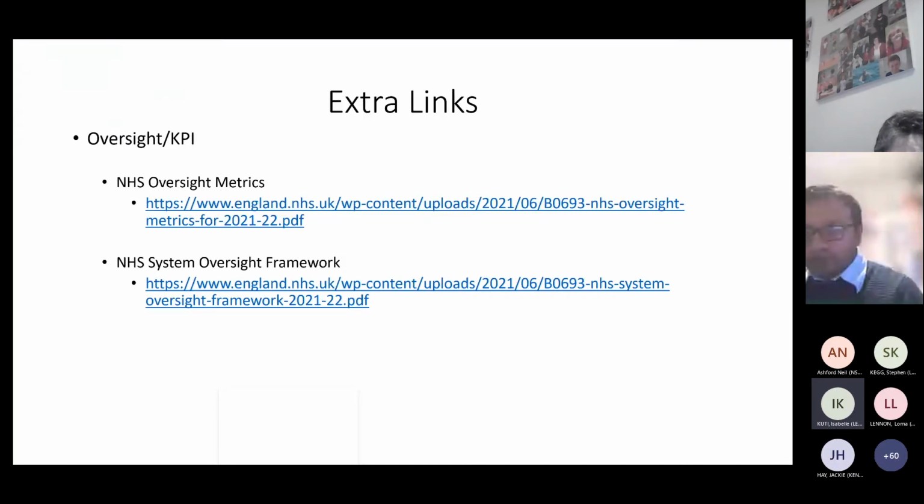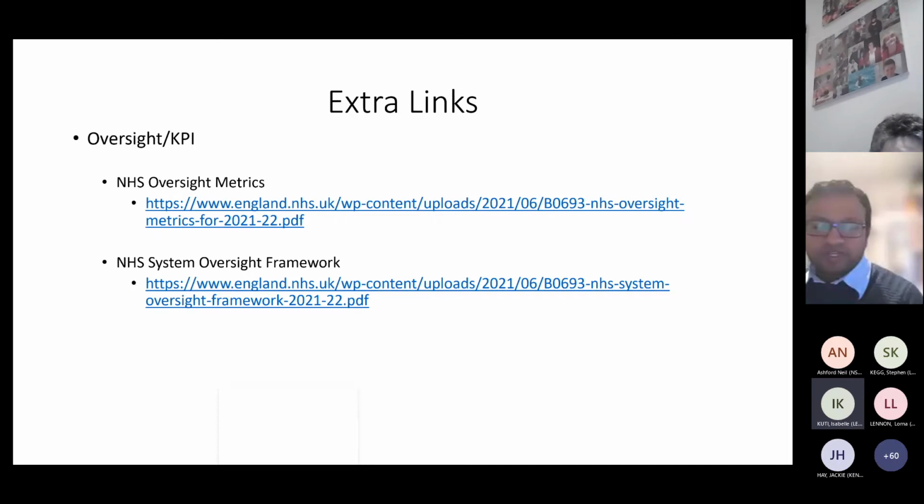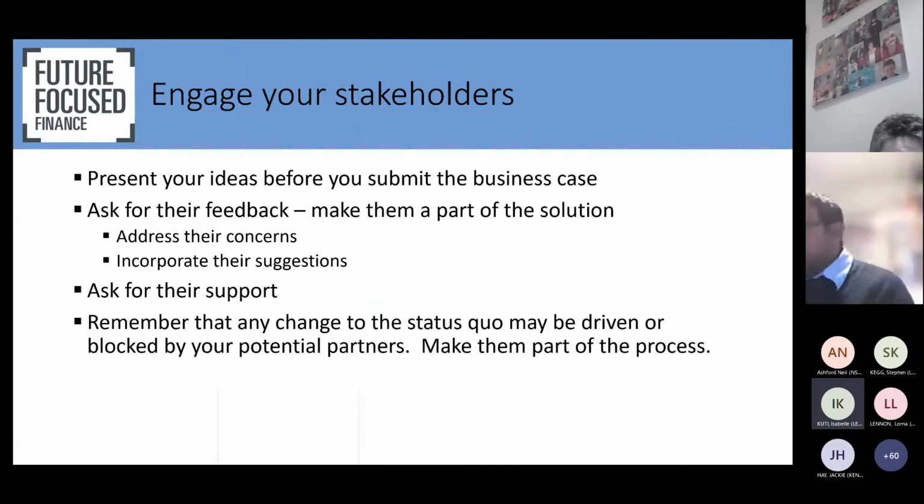Okay, so somebody in the previous talks mentioned that you'll get these slides, but there are these things called the NHS oversight metrics, which have been published, and then there are the system oversight metrics, which are always useful when you're building up your business cases, to see what metrics are being considered. But any questions at all on any of that? Ten minutes, hopefully. Questions, yeah.